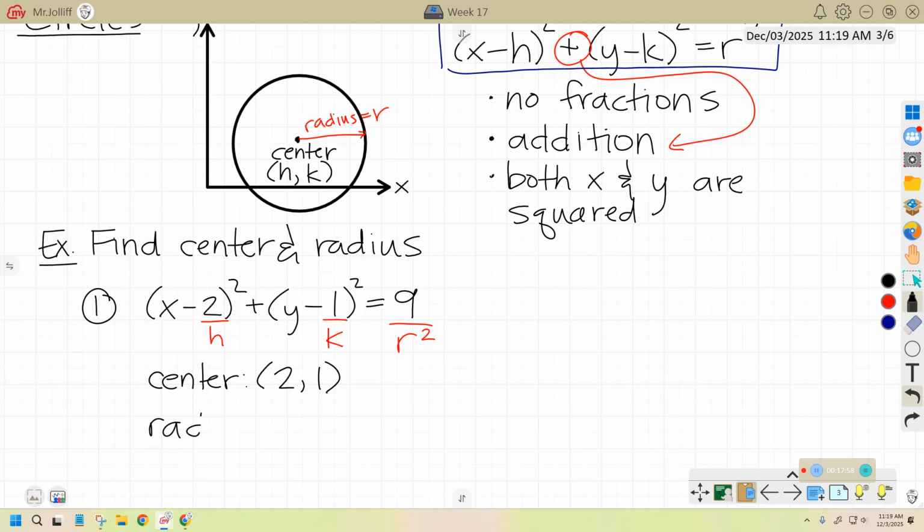And then the radius. I know r squared is 9. How do I find r? Better question. How do I undo a square? Square root. Perfect. So this should be the square root of 9, which is 3. Perfect. I now have enough information to graph this circle. So I'm going to do that really quick.